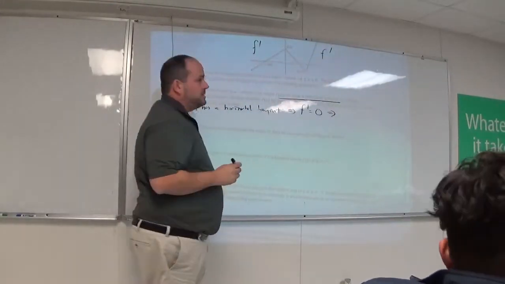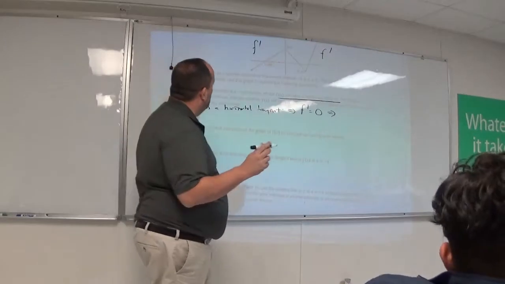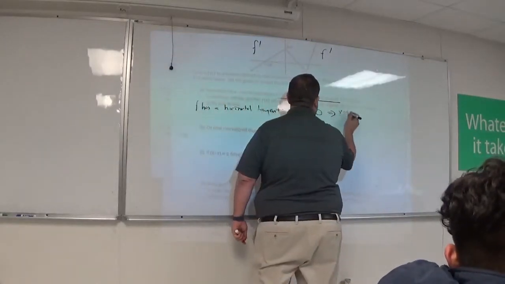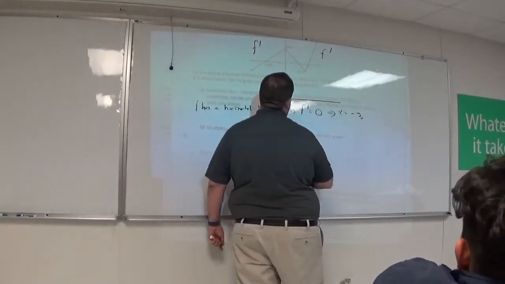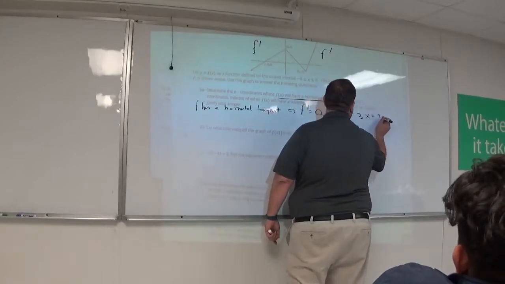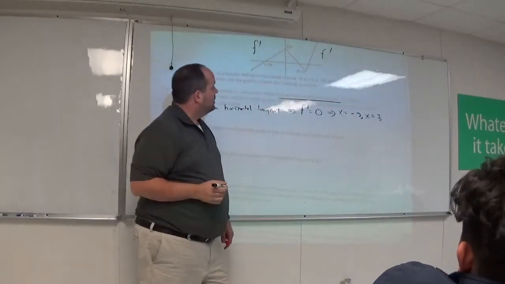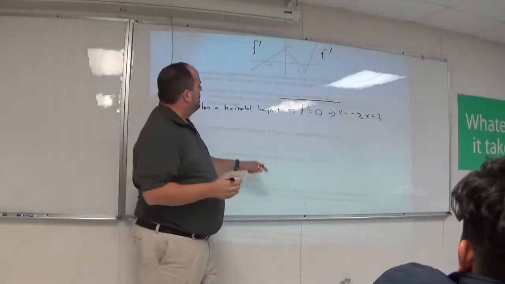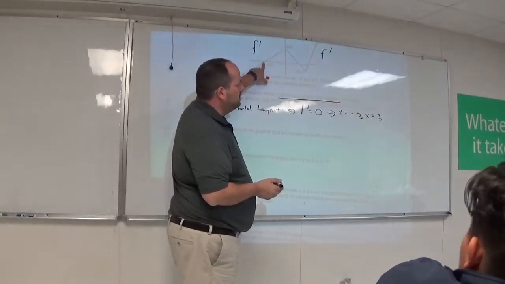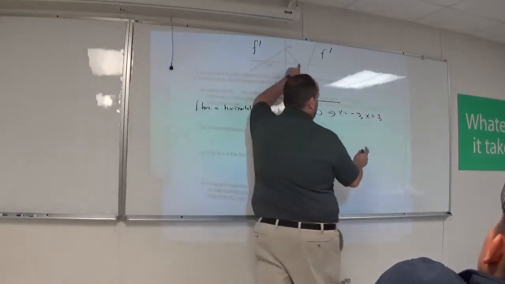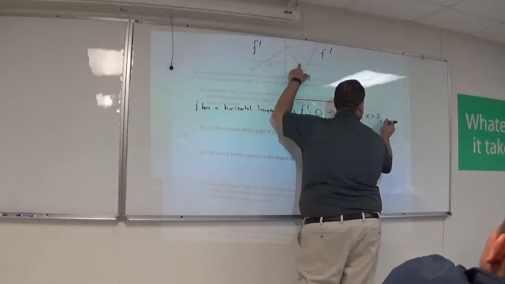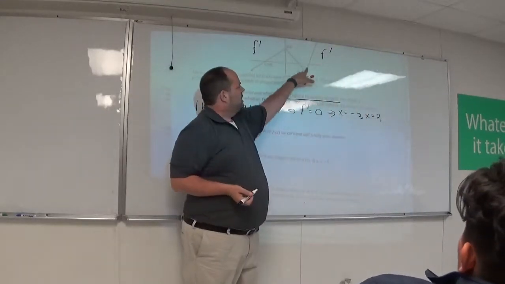Where do you see that f prime is equal to 0? X equals negative 3. At x equals positive 3. You agree? X equals negative 3. I agree with that one. This guy over here is x equals 2, not x equals 3. And x equals 3.5 or something.